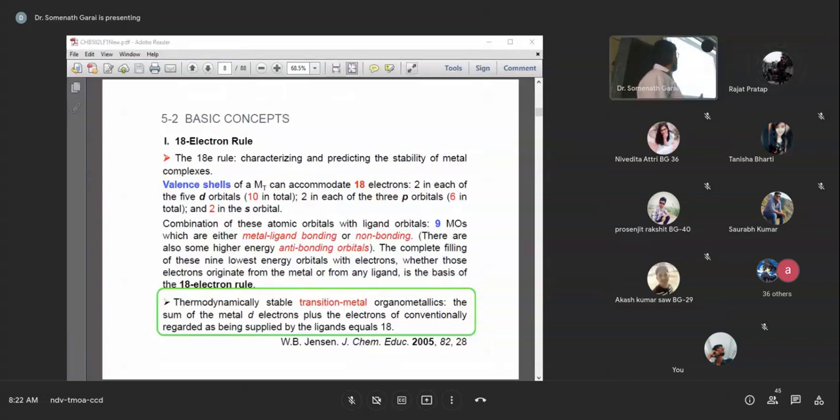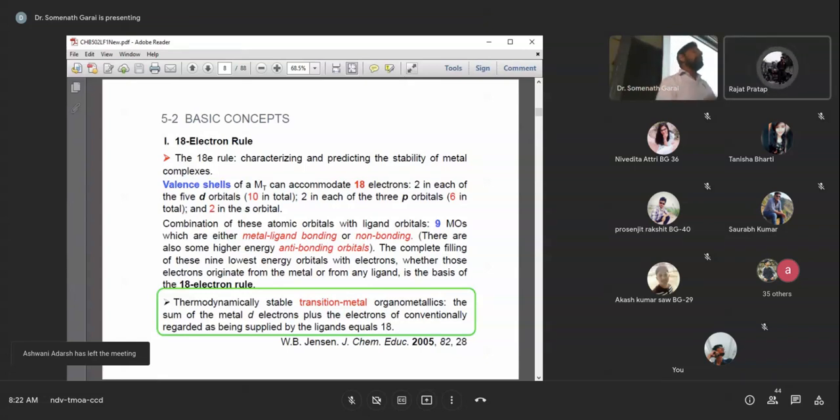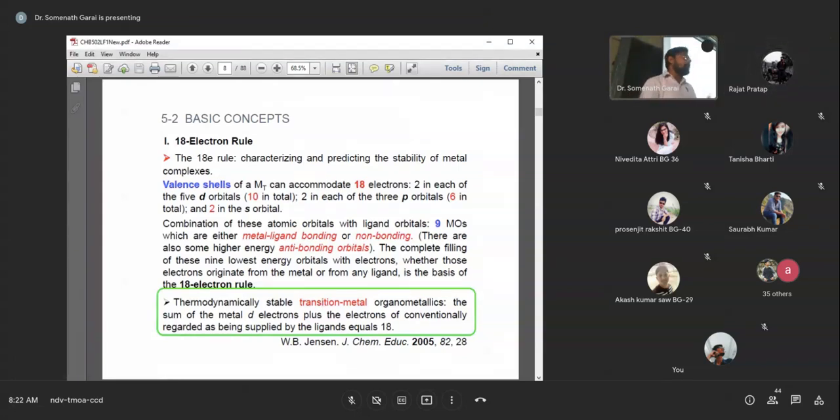So basically, with that criteria, we need some guidelines. For example, until now, for organic compounds, like four annulenes are not stable. Like that, in inorganic chemistry also there are certain guidelines which dictate whether a compound will be stable or not. That is called the 18 electron rule.